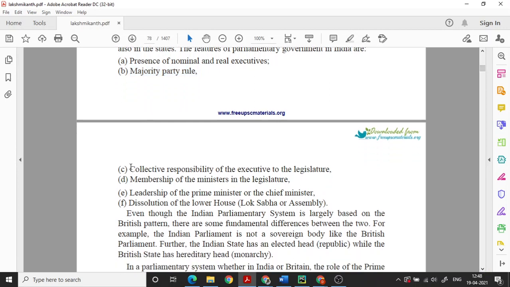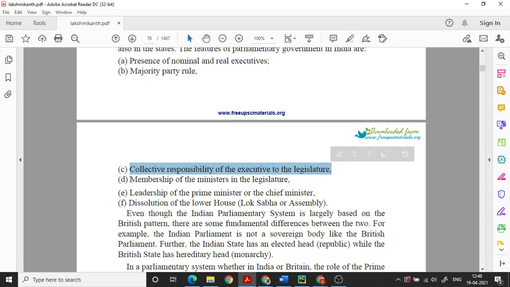Next is collective responsibility of the executive to the legislature, which means that here the Council of Ministers is collectively responsible to the legislature. So even if you pass a no confidence motion against a single minister, the whole ministry will have to step down if the motion is passed. That is called collective responsibility. In Malayalam you call it the Kootuttravadittam.